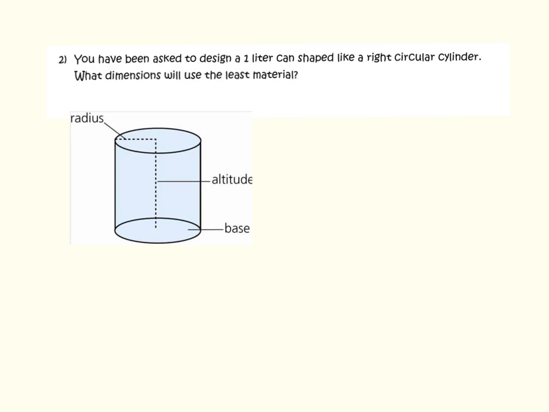So what we have is a can like this shape in which the total volume will be given by the function: the volume equals pi times radius squared, which is the area of the base of the circle, times height, which is the altitude. But the exercise is not asking you to maximize the volume. It's asking you to minimize the material used in making the can.